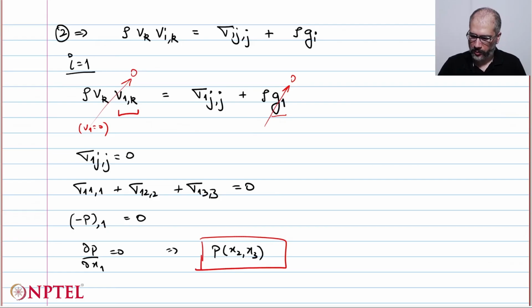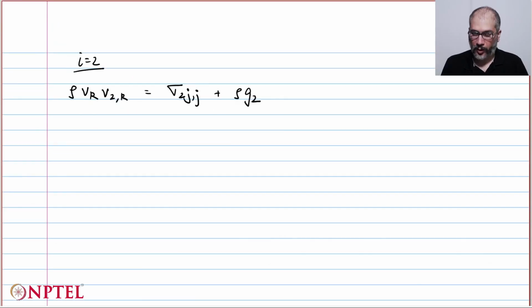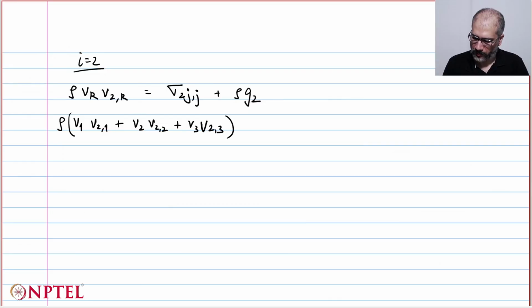So let's move on to i equal to 2. Now if we expand the left hand side, we get rho times V1 V2 comma 1 plus V2 V2 comma 2 plus V3 V2 comma 3, and this is equal to, we'll expand the sigma as well, so we get sigma 21 comma 1 plus sigma 22 comma 2 plus sigma 23 comma 3 plus rho G2.